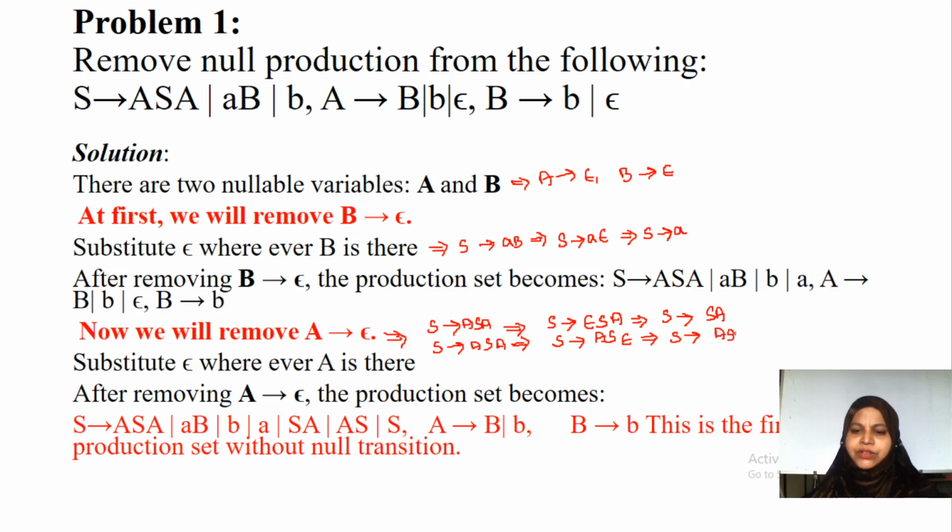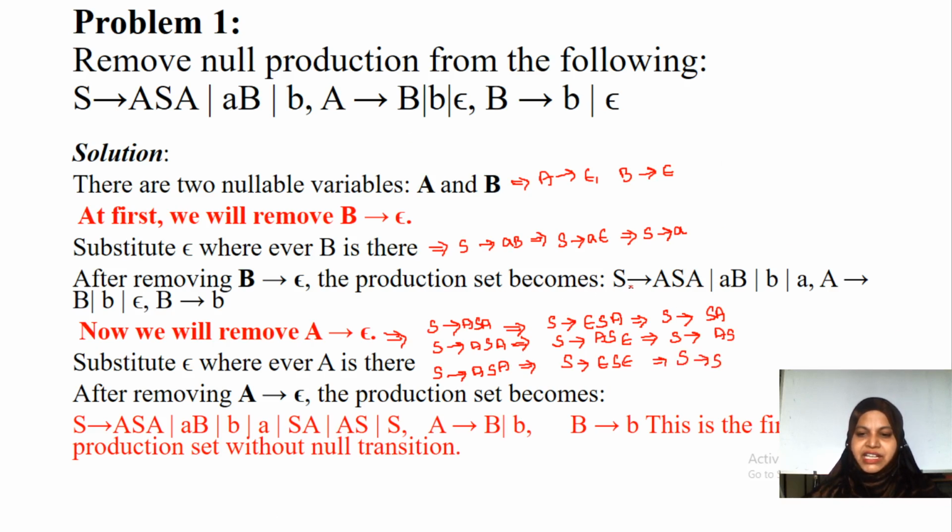Epsilon means null value. Now here again one more combination we can write. S tends to A, S, A is there, so S tends to epsilon S epsilon, right? Then S tends to S, one more production is there. We just have to add these productions to the given productions.